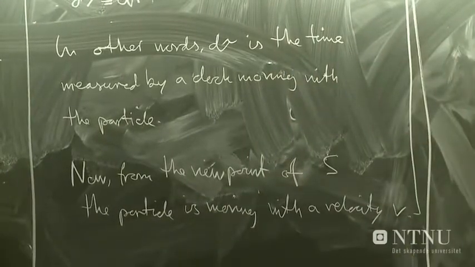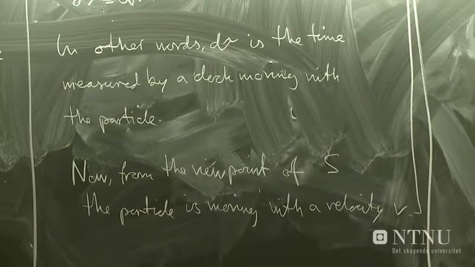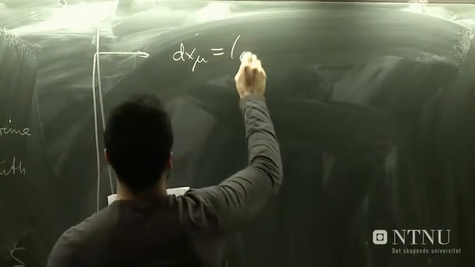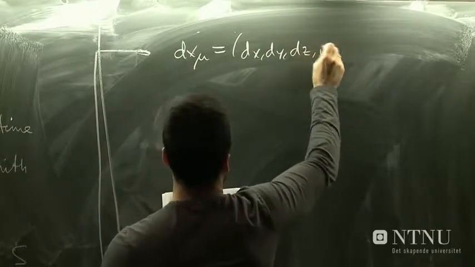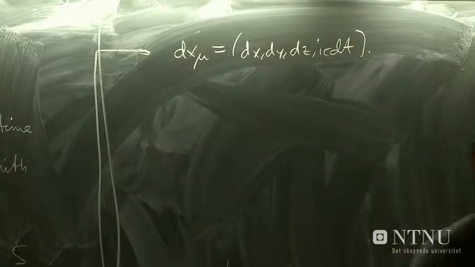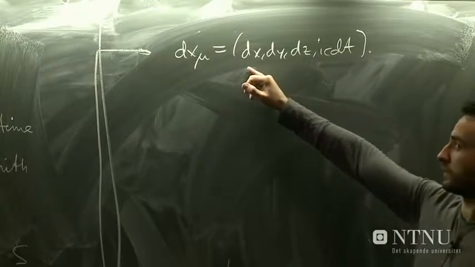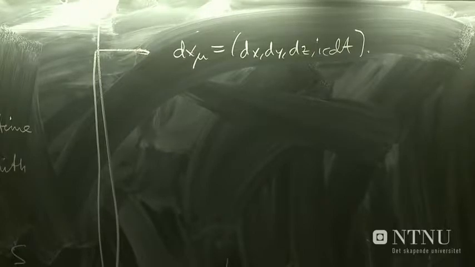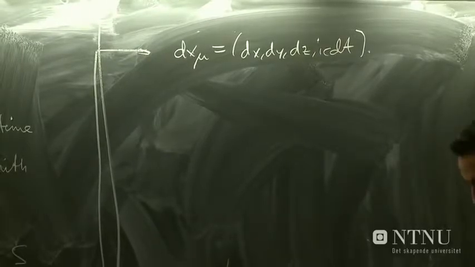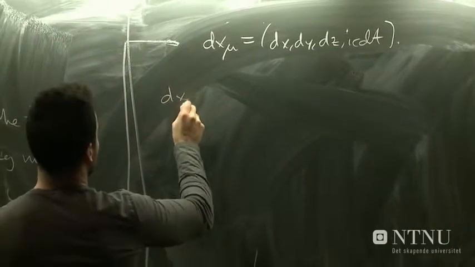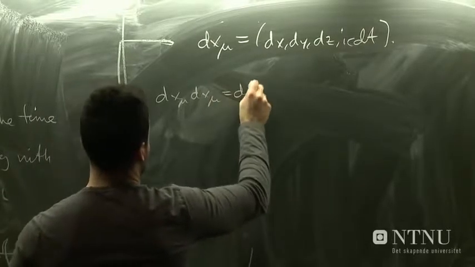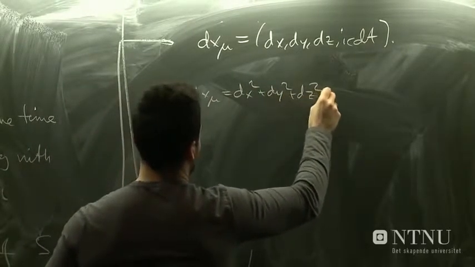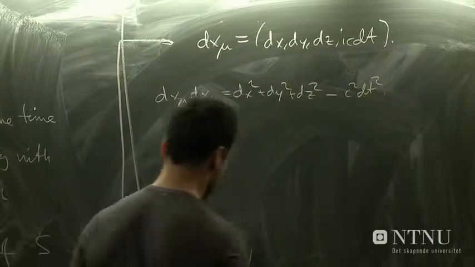So from our viewpoint, if we were positioned in S, the particle is moving with a velocity v. So the increment of the position 4 vector describing this particle now has non-zero entries for the spatial dimensions, because the particle is now moving. All right, so like so.